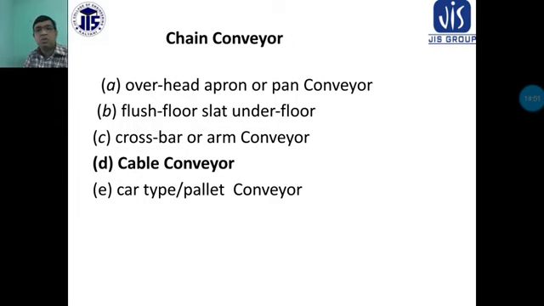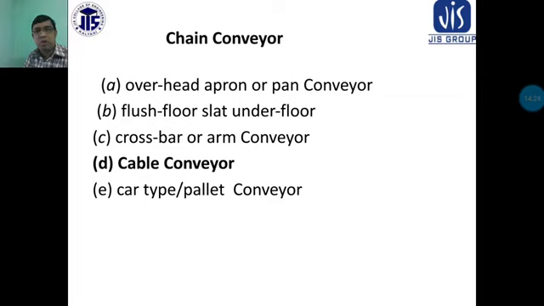In the pan type of conveyor, you handle bulky loads, and the longevity and the strength required are very high, so you have to use the apron or pan type conveyors. Another thing is the floor slat, or under-floor, which will be required for another chain conveyor.